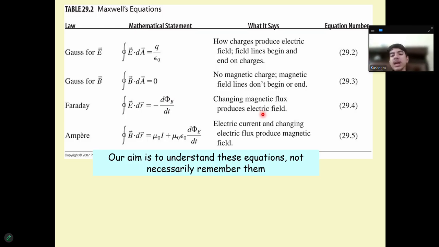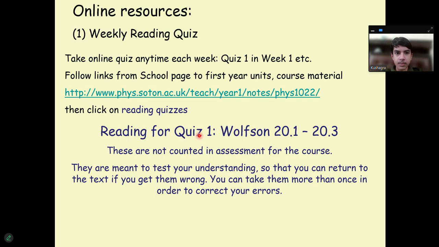After that, we have Ampere's law. The integral of vector B times dr gives us mu naught I plus mu naught epsilon naught d phi E by dt. So the electric current and changing electric flux produce a magnetic field. That's what Ampere's law says. Our aim is to understand these equations, not necessarily remember them. That's why I have written the laws over here as well.